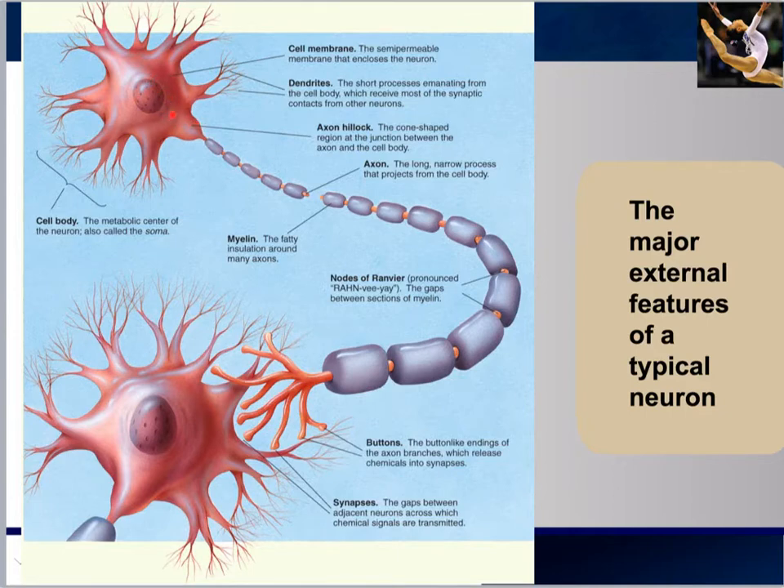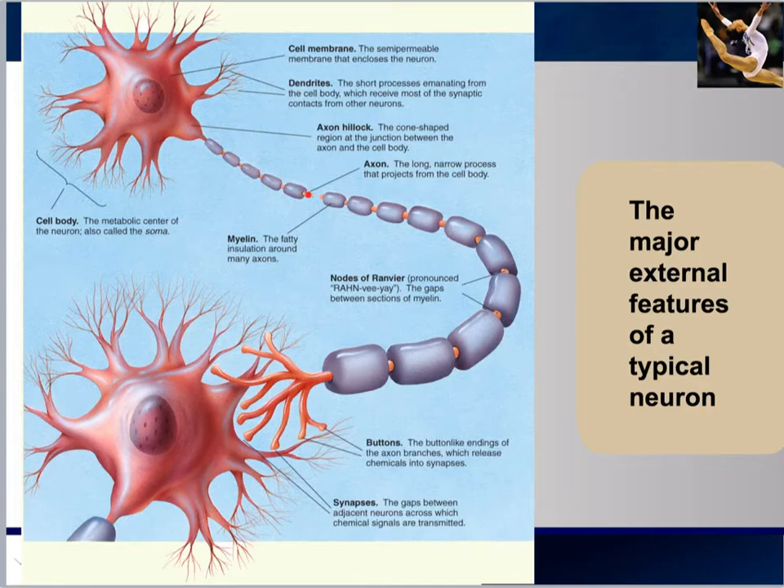Here, toward the end of the soma, we have the axon hillock, which is this cone-shaped region at the junction between the axon and the cell body. You will learn about the importance of this later, especially as we start talking about the action potential and the way we send neurotransmitters from here down to the terminal buttons. As we go down through this tunnel-like structure, we call this the axon, which is the orangish colored part in here.